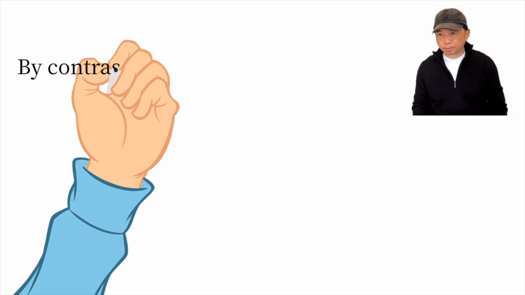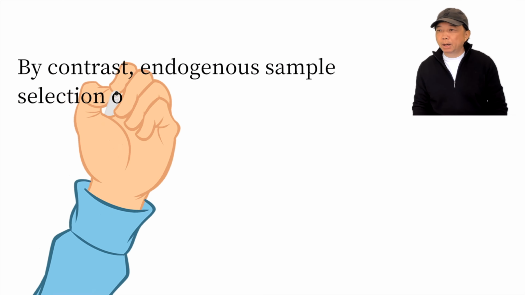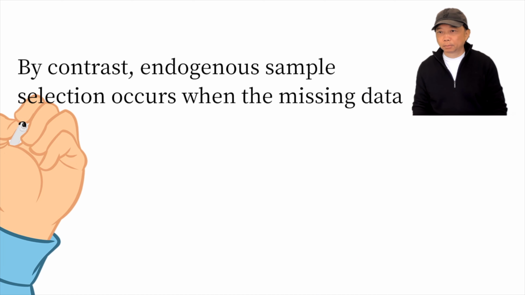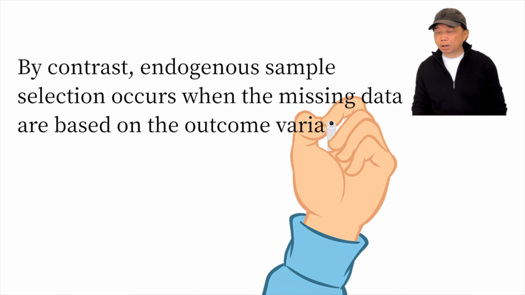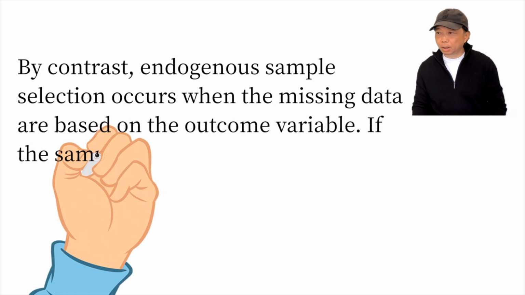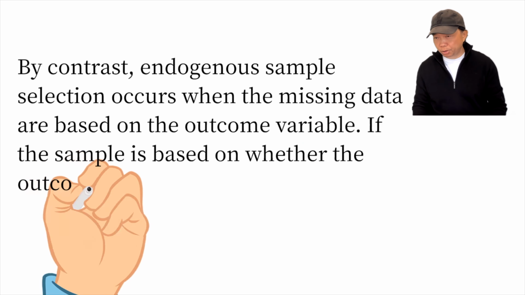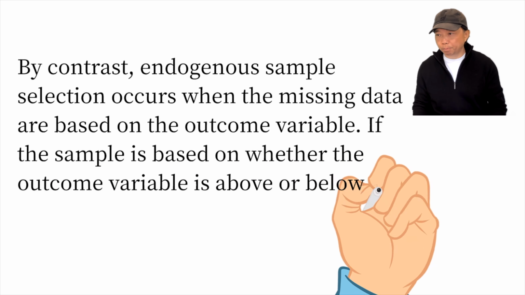By contrast, endogenous sample selection occurs when the missing data are based on the outcome variable. If the sample is based on whether the outcome variable is above or below a certain value, OLS is likely to produce biased and inconsistent estimates of the population parameters.